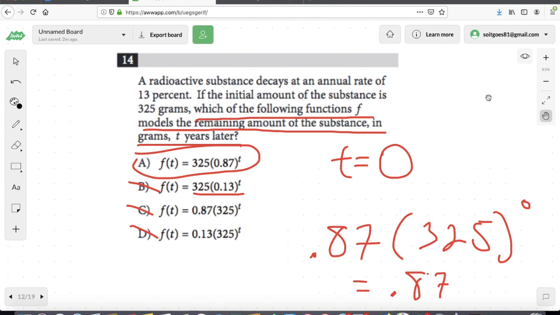If you can make it concrete, start thinking in concrete terms. If T is 0, it means no time has passed. The right answer has to give us 325 when T is 0, and it does here. Okay, all right.